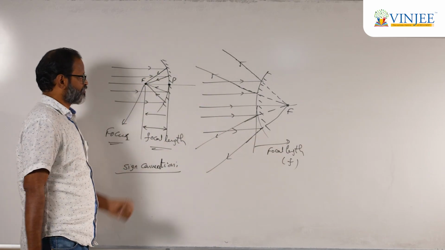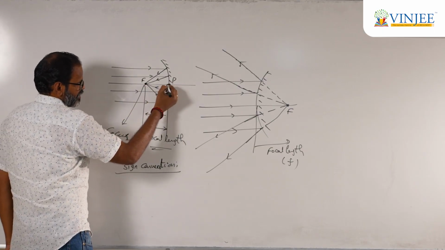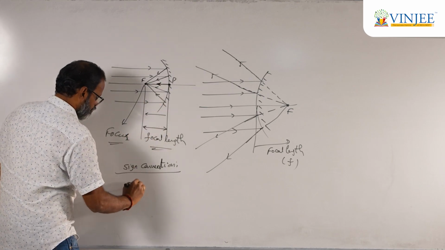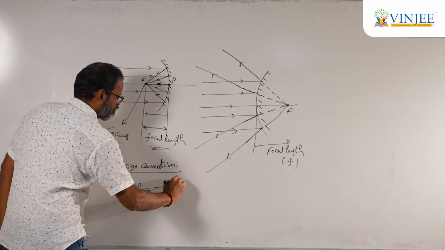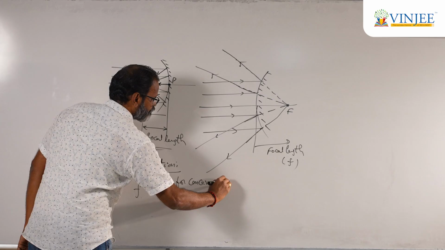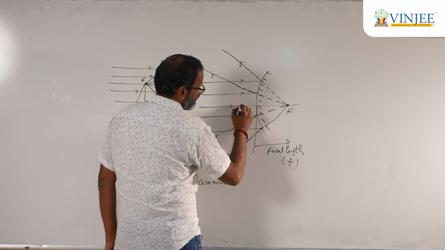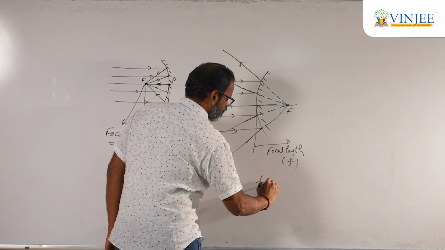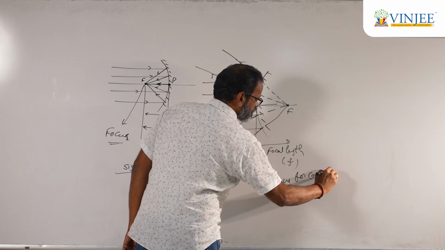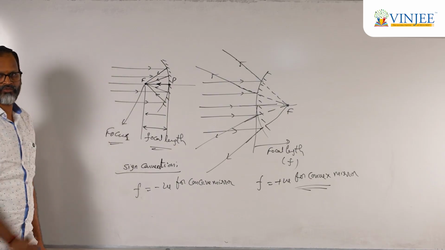So look at the diagram. Here the focus is here. Distance is measured from the pole, in a direction opposite to the light. Hence, focal length is negative for a concave mirror. And now here the distance is measured in the direction of light. Hence, focal length is positive for a convex mirror. These are the points you remember.